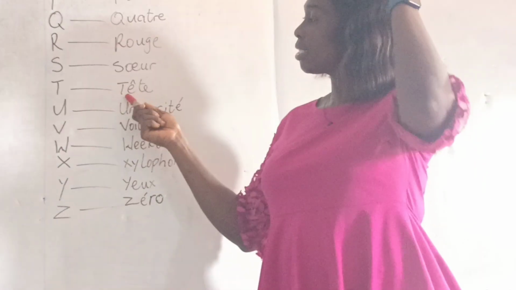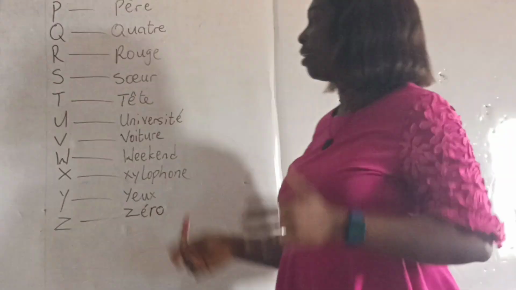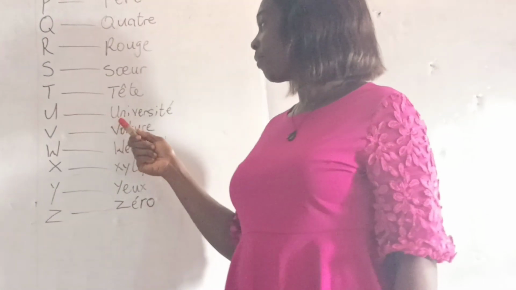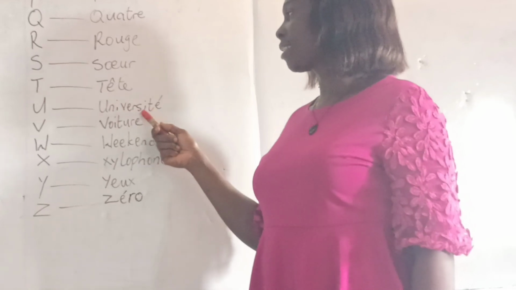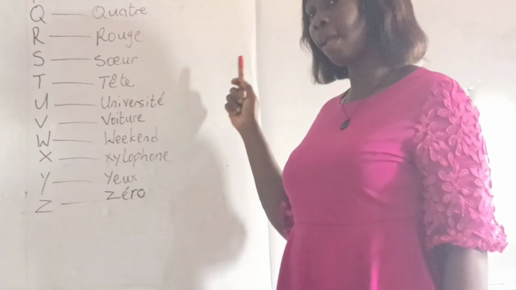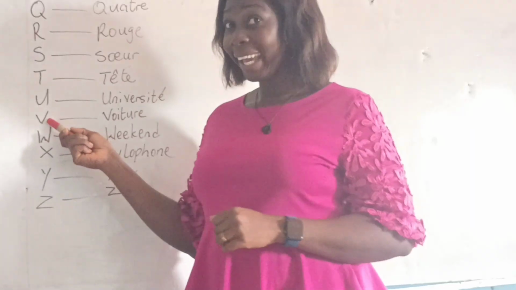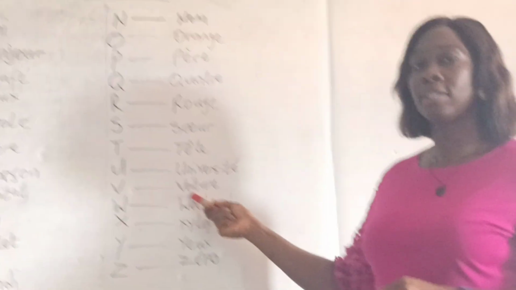We have T, as in tête. My head. U, as in université. University. Then we have V. Stands for voiture.